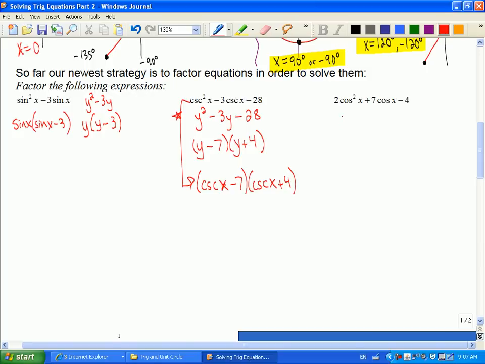But this is the one where I start by multiplying that first number on the end. So I'm going to have cosine squared x plus 7 cos x minus 14. 8, yep. I multiplied the wrong 2.